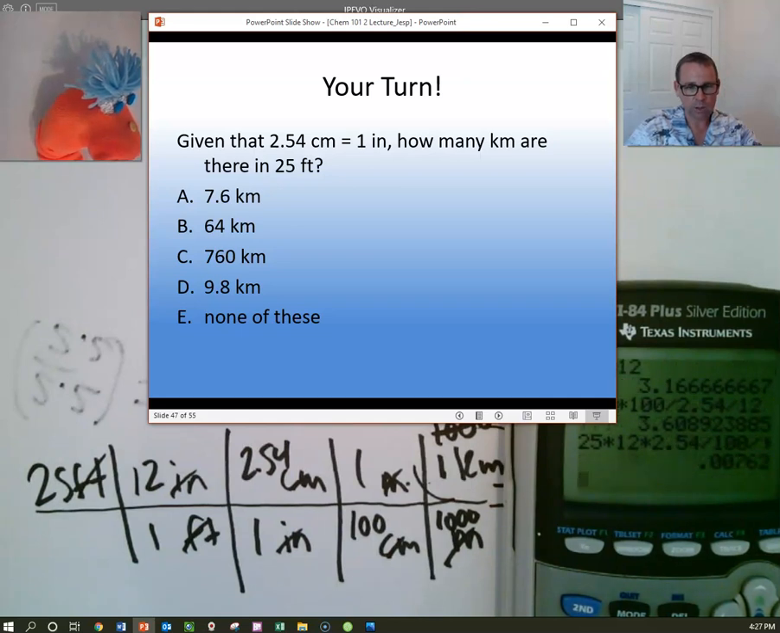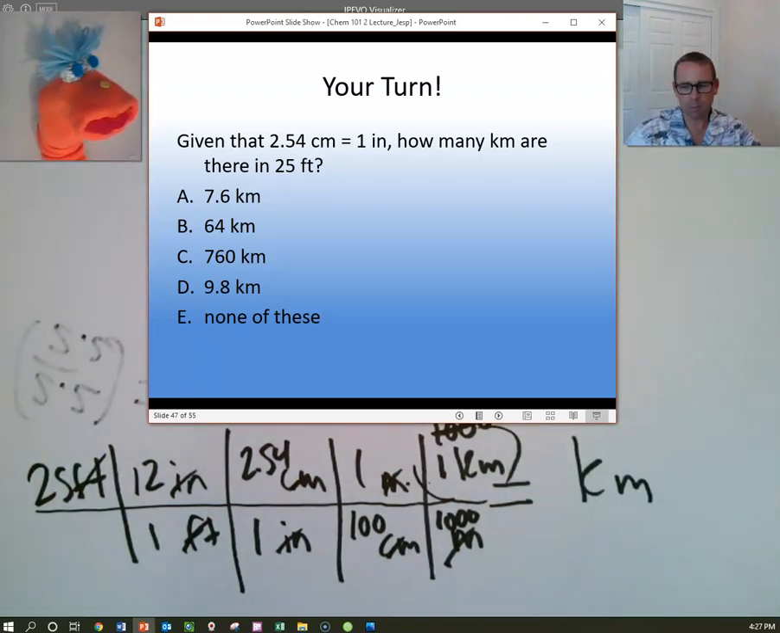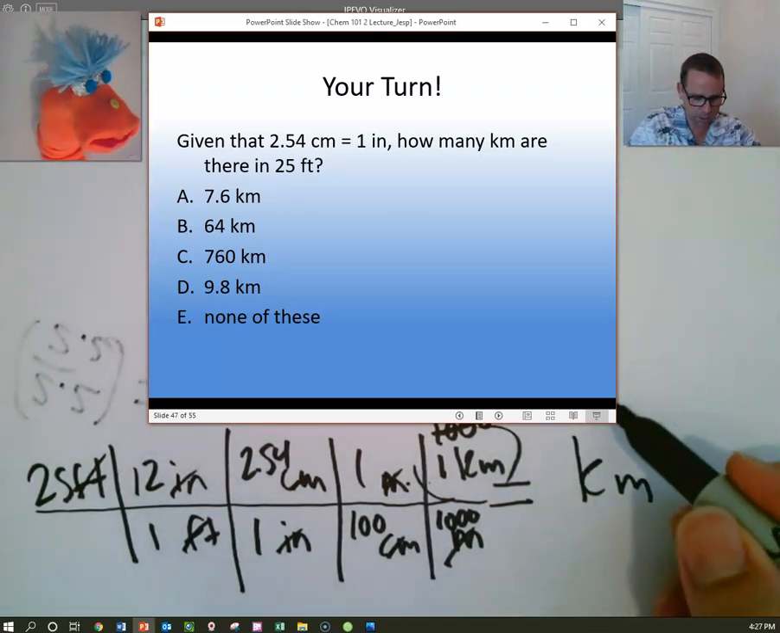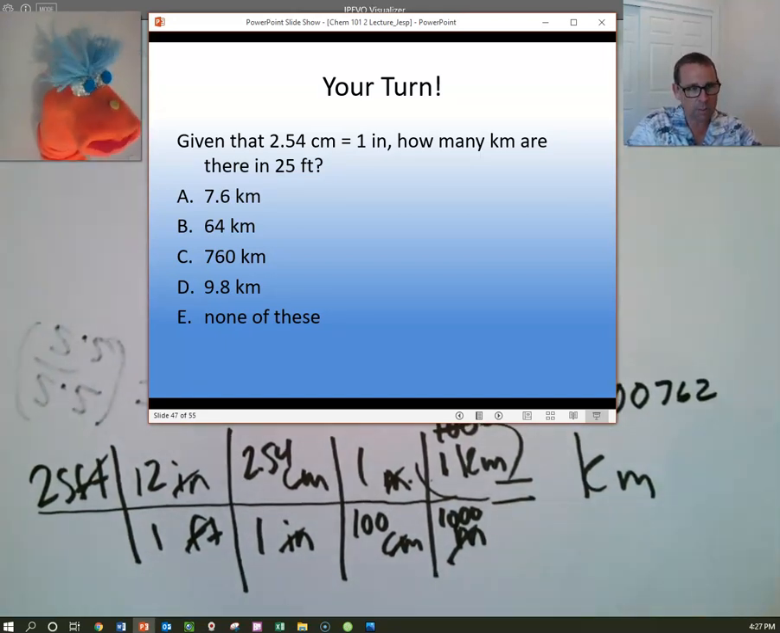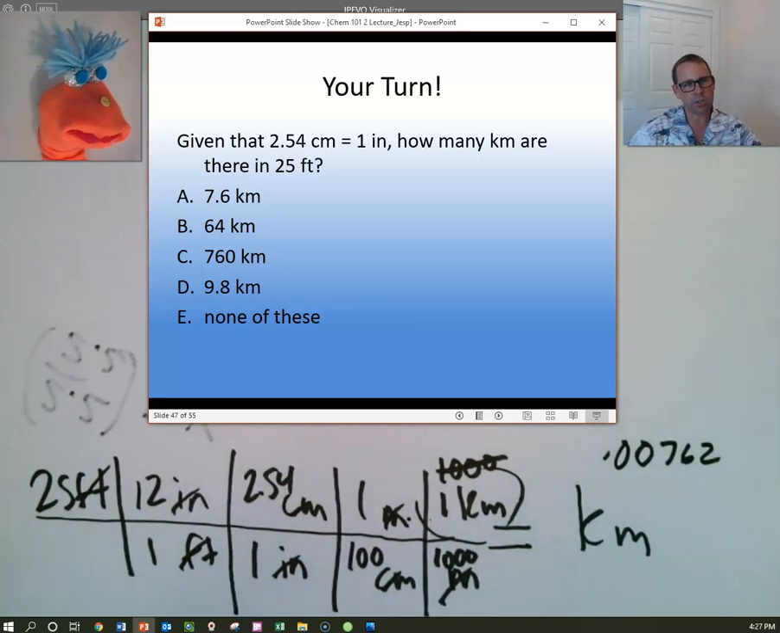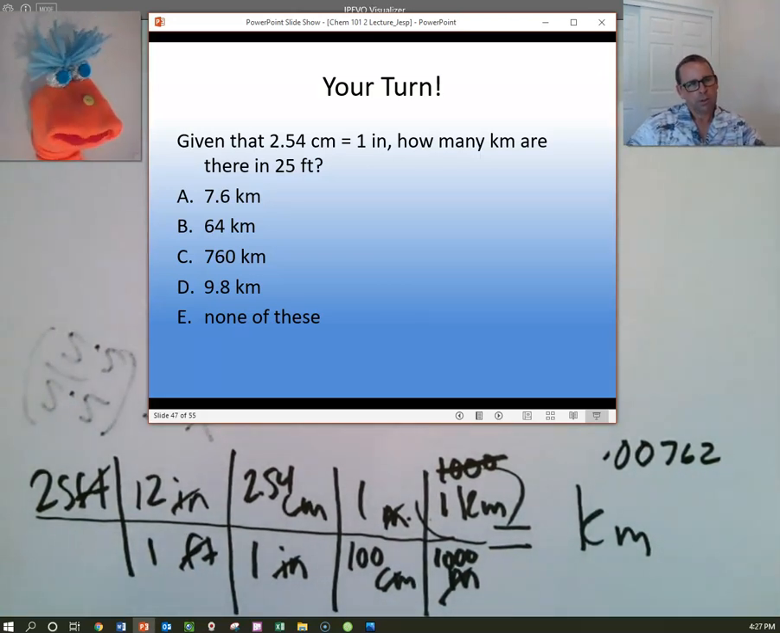Okay. 0.00762. What are the units? Move the calculator. Oh, yeah, kilometers. 0.00762 kilometers. Very good. 0.00762 kilometers. So what does that do for us? Let's see. A is 7.6 kilometers. C is 760 kilometers.